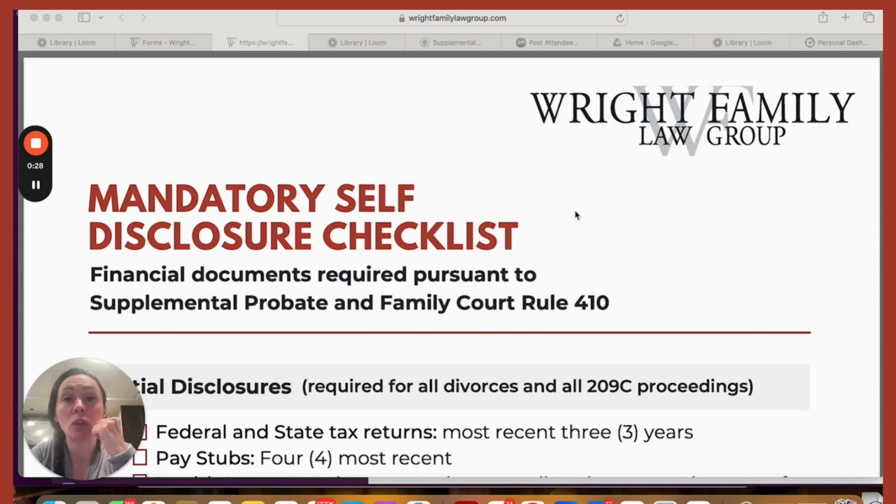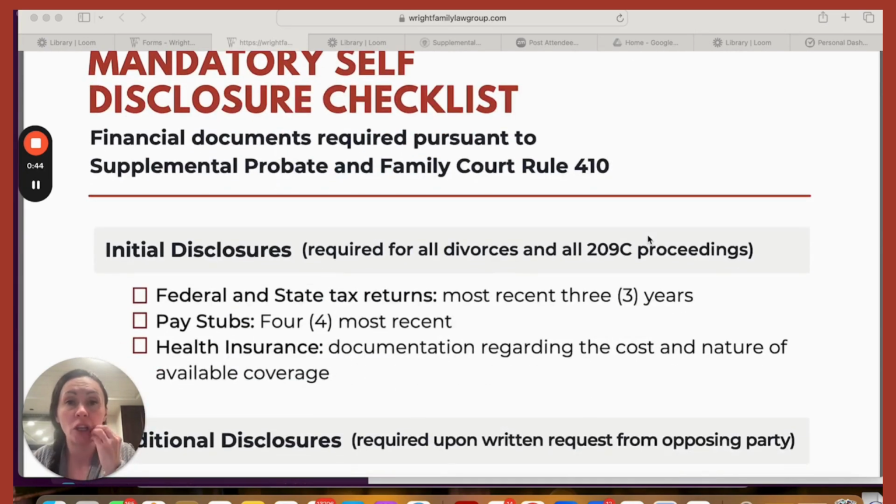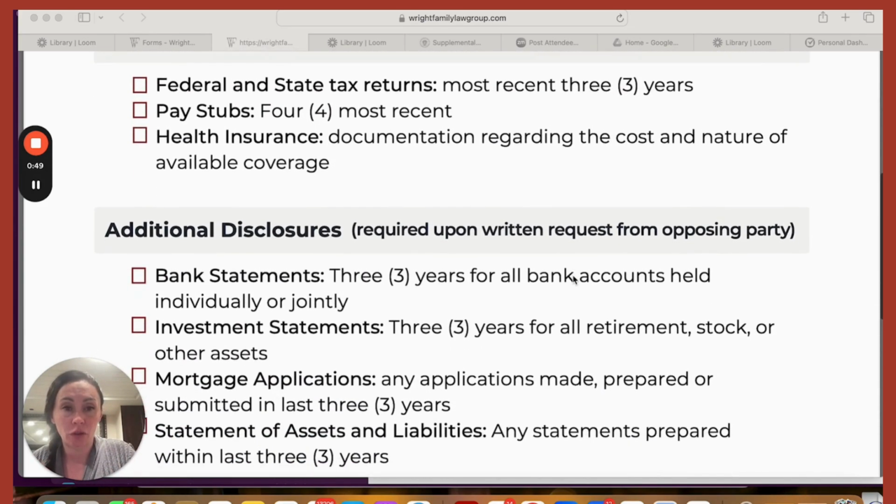mandatory self-disclosures. So, if you are a party to a divorce, as soon as the service of process is made, that means when the complaint is served upon the defendant in the action, right off the bat, both parties have to exchange some important things. That is federal and state tax returns, 3 years, your 4 most recent pay stubs, information that you have through your job about the nature and availability of health insurance.